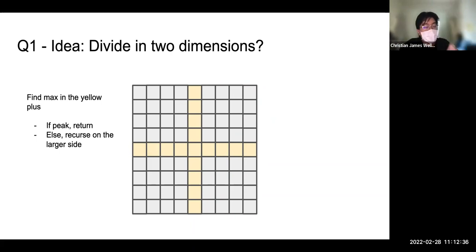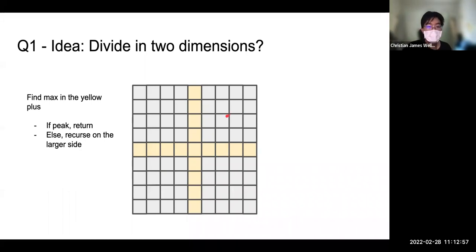Earlier, we just divided on 1 column, found the max, and then recursed, right? But this time, we make a plus. We divide by 2 dimensions. Then if we don't find a peak, we recurse on the side that gives the subarray that prevented you from being a peak.